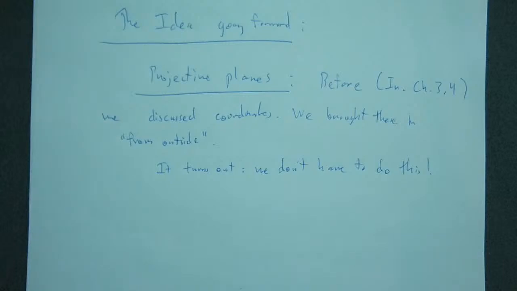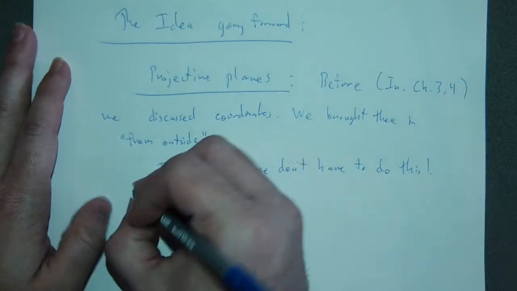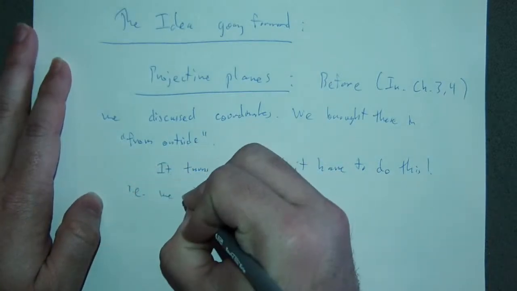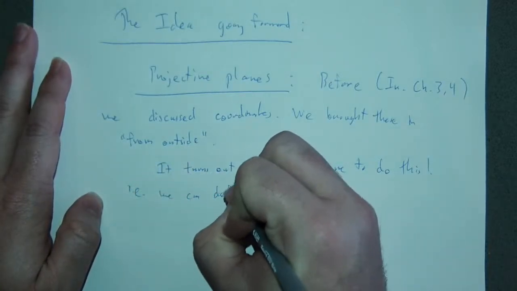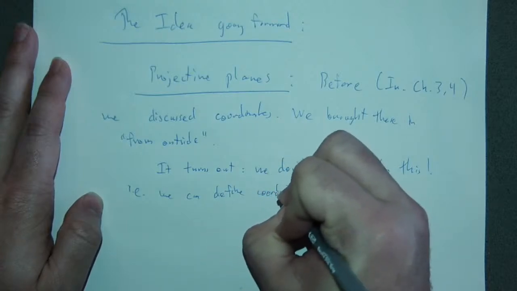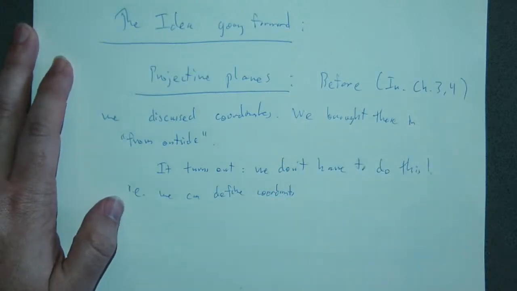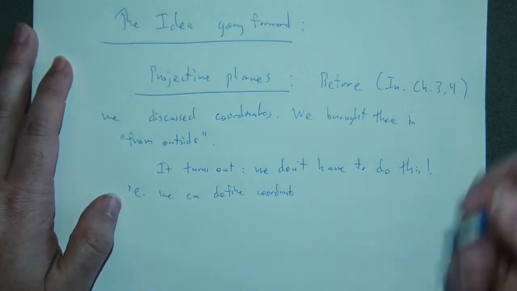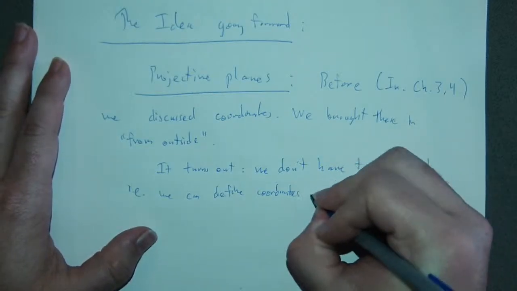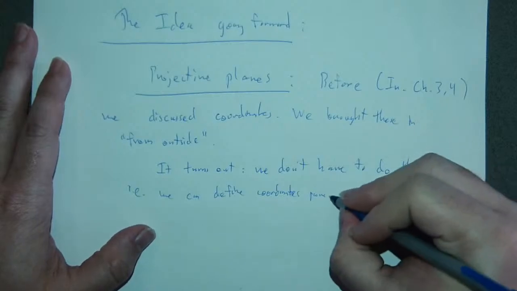This is an amazing fact that there is actually a way of constructing coordinates purely from the geometry itself. Okay, and even better, I don't need Euclidean geometry to do it. I only need projective geometry to do it. I.e., we can define coordinates purely by geometric means.